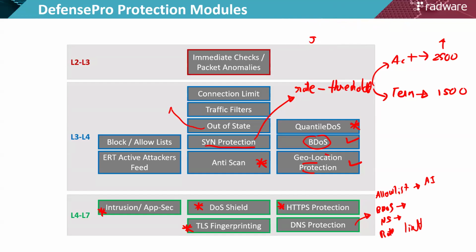Next, we had out of state. So if the first packet that we are receiving is not a SYN packet, then those packets are known as out of state packets. This also was rate based, where we defined a threshold level. That means we are okay with receiving 2,500 out of state packets. But if we receive more than that, we are not challenging them. We are simply dropping those out of state packets. So that was our out of state protection.